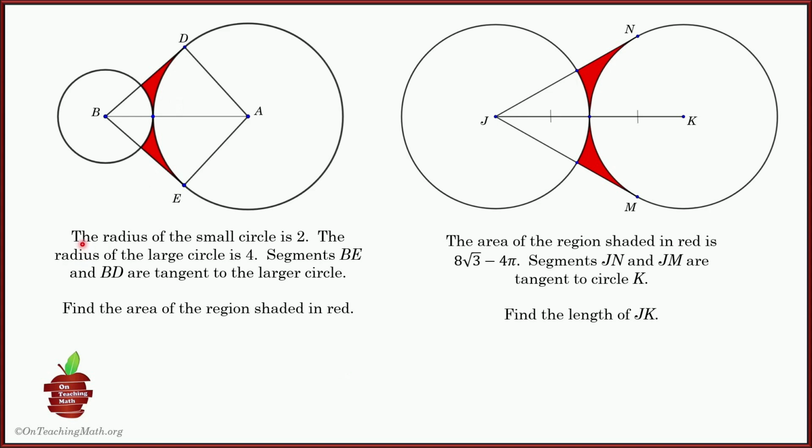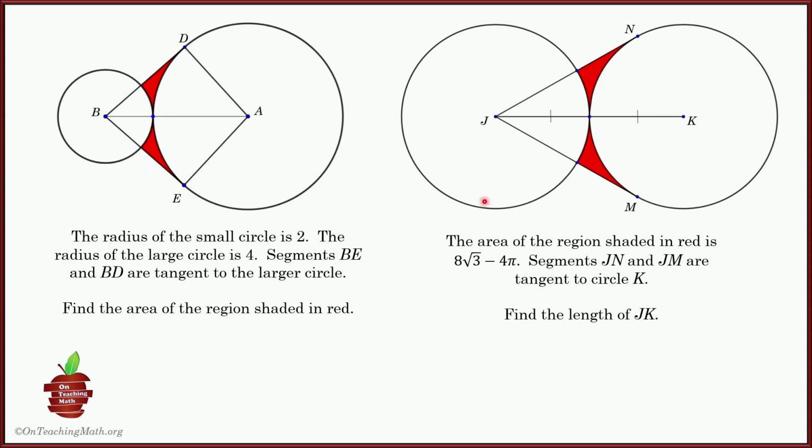All right, so here's what we got. On the first one on the left, we've got two circles. The small circle has a radius of 2. The larger circle has a radius of 4. And BD and BE are both tangent to the circle with the center of A. We call that circle A. And those lines and the edges of the circle create these little regions right here that are shaded red. And our job is to figure out what's the area of the shaded region.